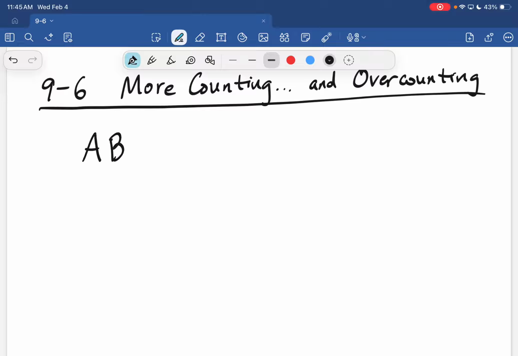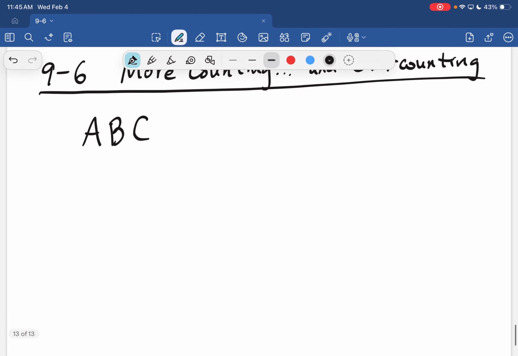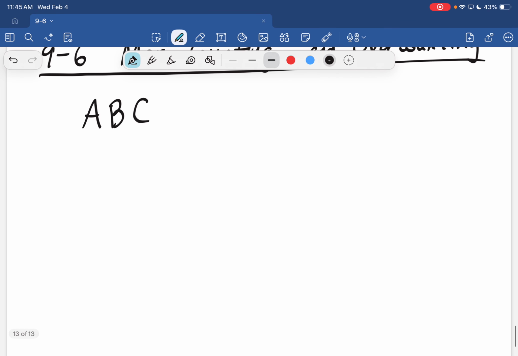ABC. 6. 4 factorial. 4 factorial. 6. 3 factorial. No, wait, I thought you said A, B, C, D. Yeah, just ABC. I misheard you. You would have been correct.